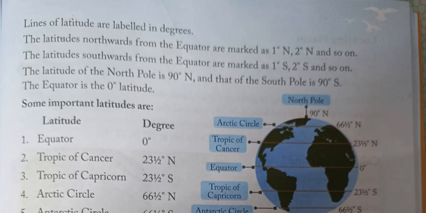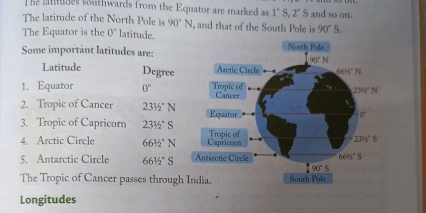Lines of latitude are labeled in degrees. Anything which is above the equator is north, so we have 1 degree north, 2 degree north, and so on. The latitudes southwards from the equator are marked as 1 degree south, 2 degree south, and so on. Anything below the equator is written in south. The latitude of the North Pole is 90° north, and the latitude of the South Pole is 90° south. The equator is the 0° latitude, which is in the middle.